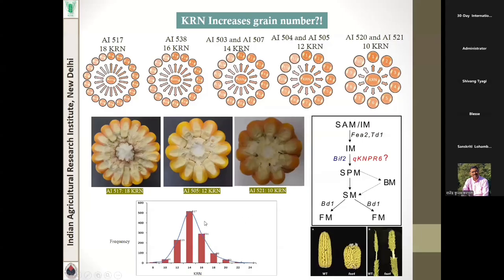So we studied this in our genetics division at IIMR. There are ranges of kernel row number genotypes available, starting from 18 to more than 20, or 22, and so on. So there is a genetic reason for this. We tried to understand this in our study.